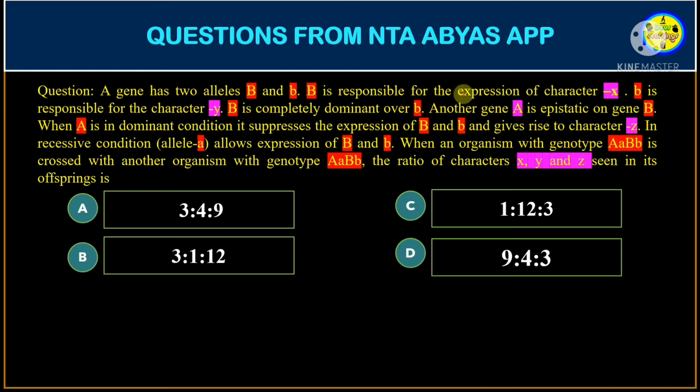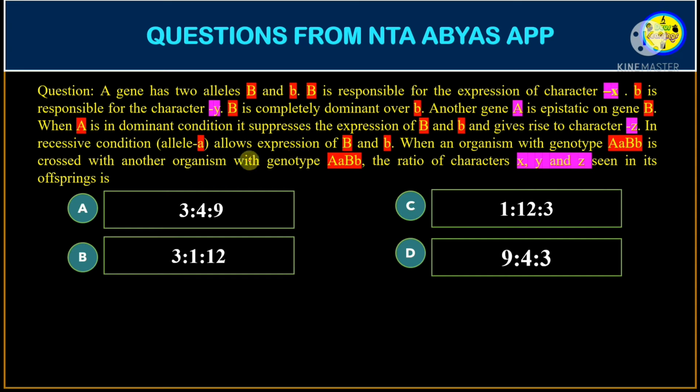Capital B is responsible for the expression of character X, whereas small b is responsible for character Y. Capital B is completely dominant over small b. Then another gene A is epistatic on gene B. When capital A is in dominant condition, it suppresses the expression of capital B and small b and gives rise to a character Z.